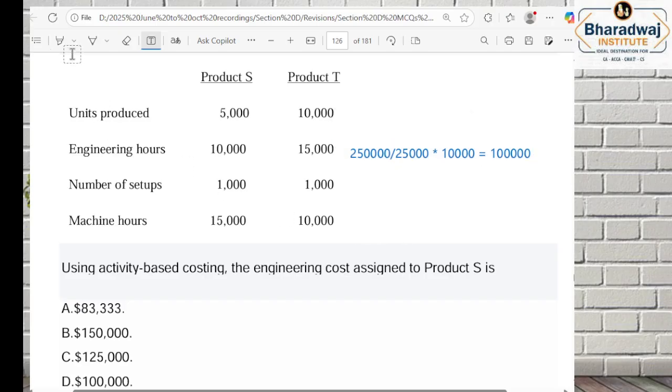He asked you only about engineering cost. So total 25,000, what is for 10,000? You get 1 lakh.